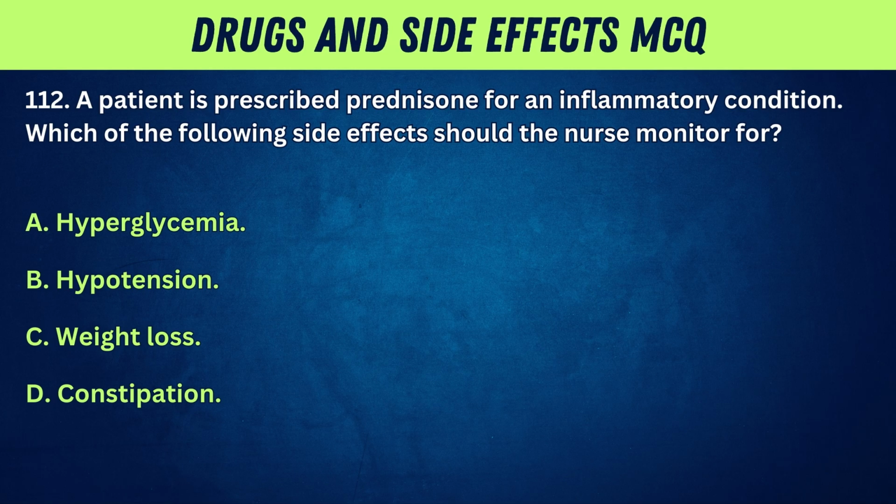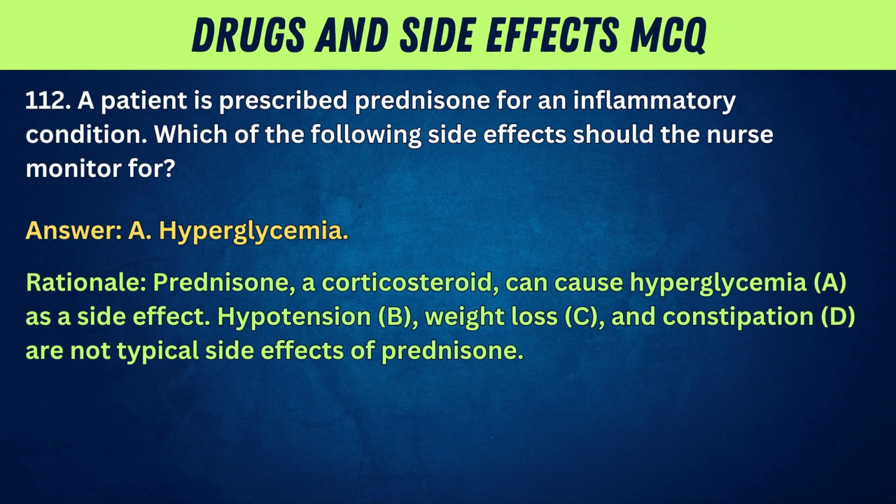112. A patient is prescribed prednisone for an inflammatory condition. Which of the following side effects should the nurse monitor for? A. Hyperglycemia. B. Hypotension. C. Weight loss. D. Constipation. Answer: A. Hyperglycemia. Rationale: Prednisone, a corticosteroid, can cause hyperglycemia (A) as a side effect. Hypotension (B), weight loss (C), and constipation (D) are not typical side effects of prednisone.